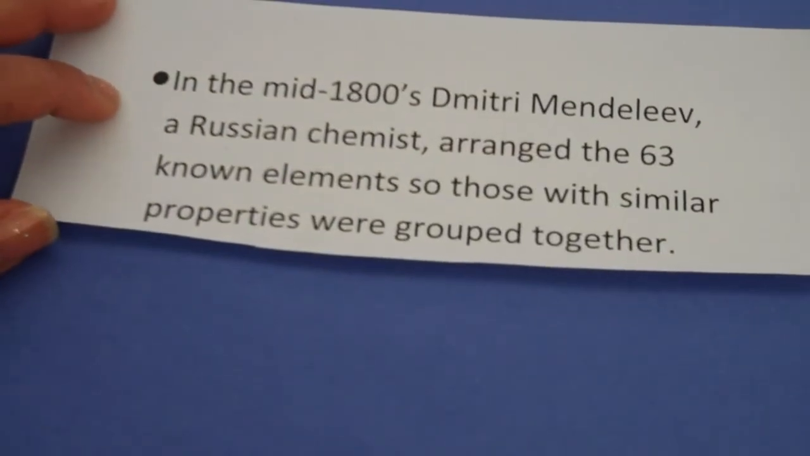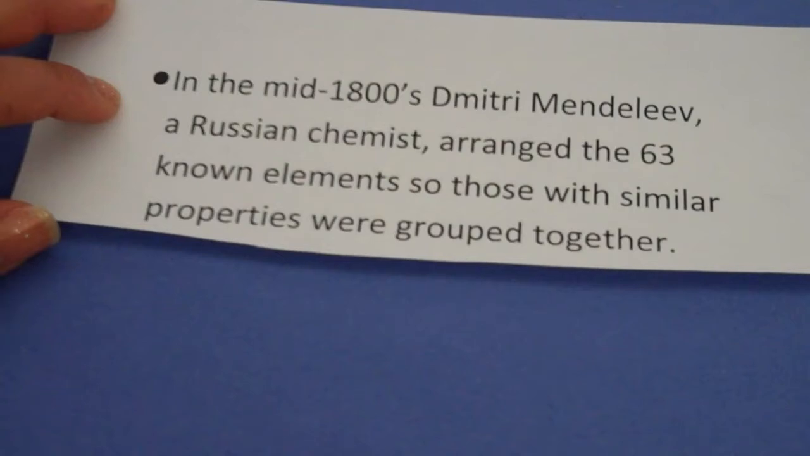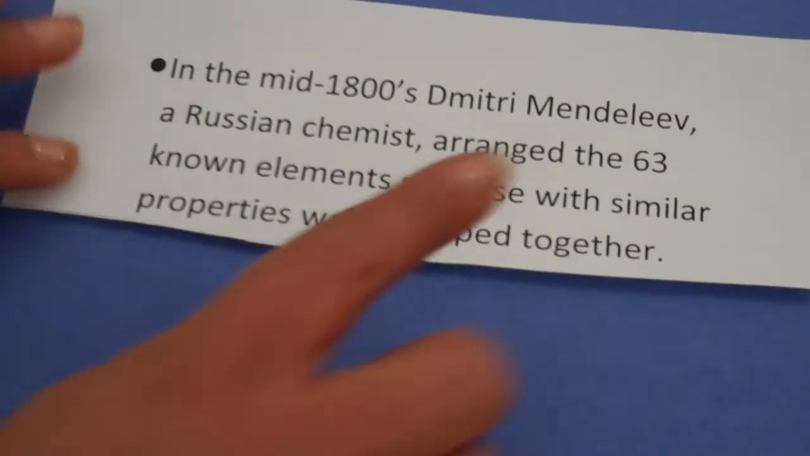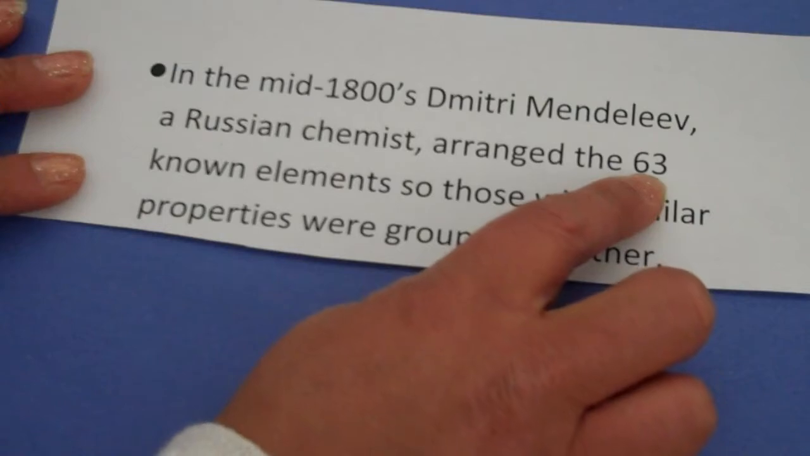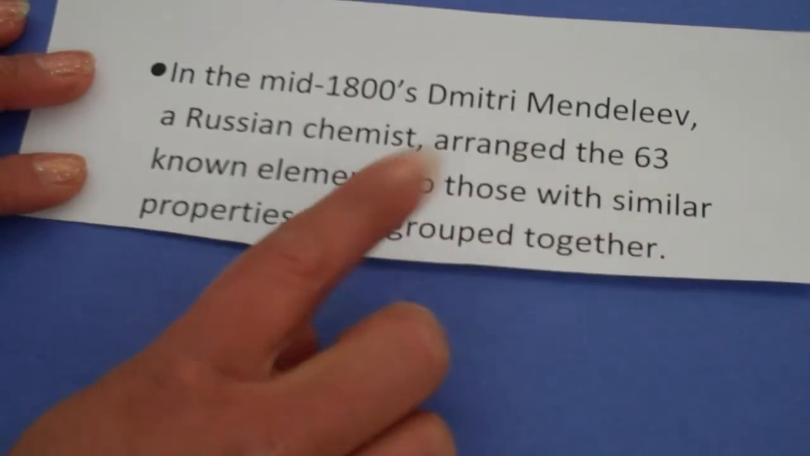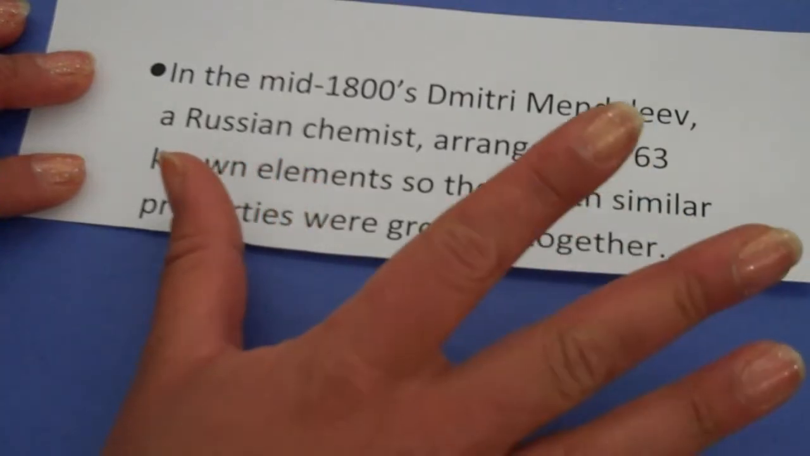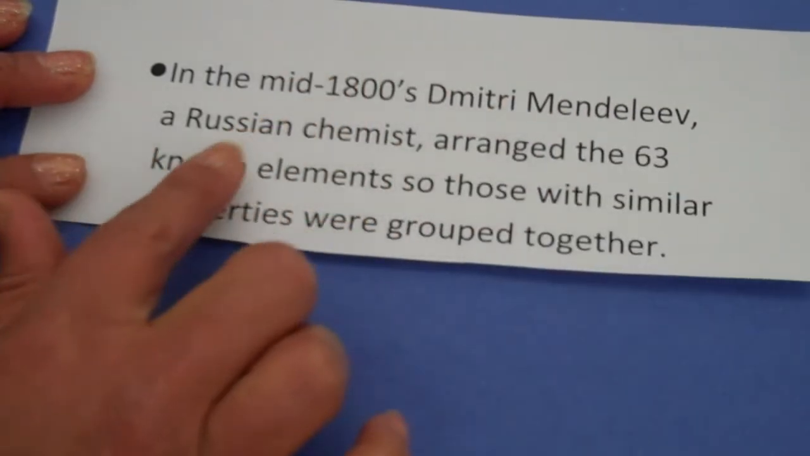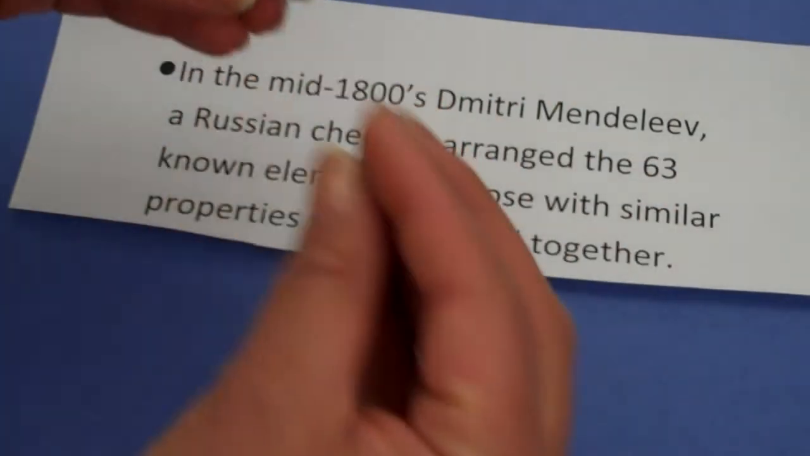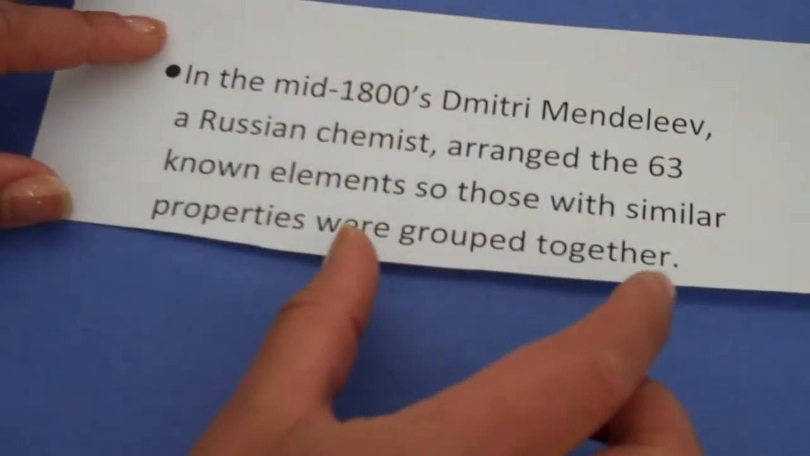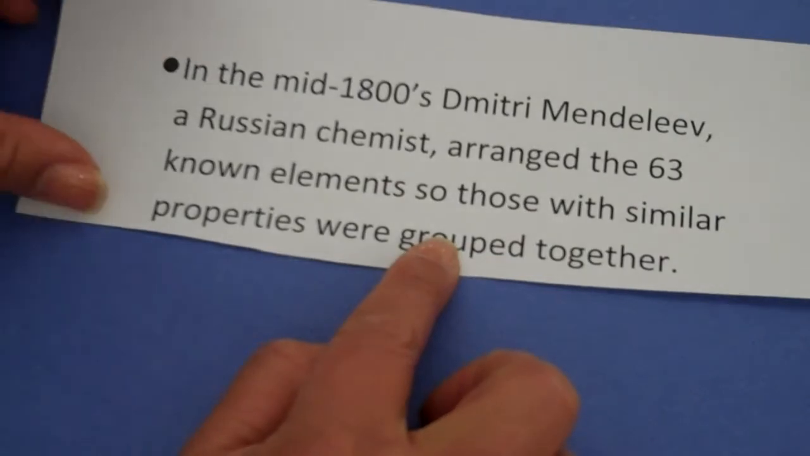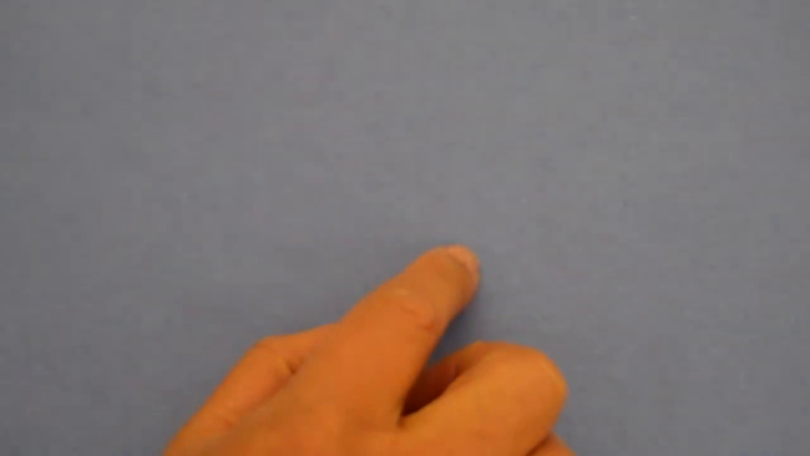In the mid-1800s, Dmitry Mendeleev, a Russian chemist, arranged the 63 known elements so those with similar properties were grouped together. At that time, they only knew about 63 elements, and he took what he could, doing little reactions and little experiments, and looked at what those elements had in common and put them together. And that grouping is how he arranged and made up that periodic table.